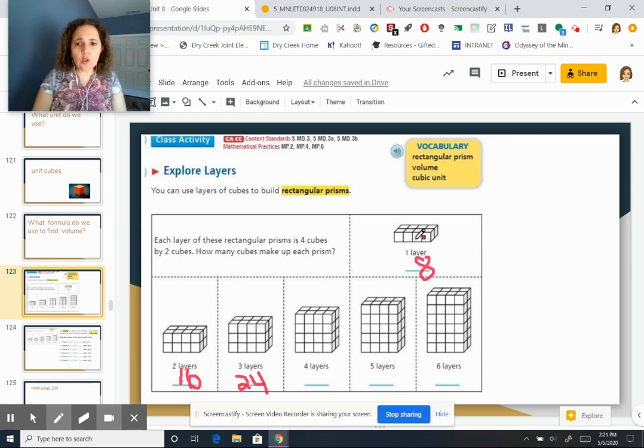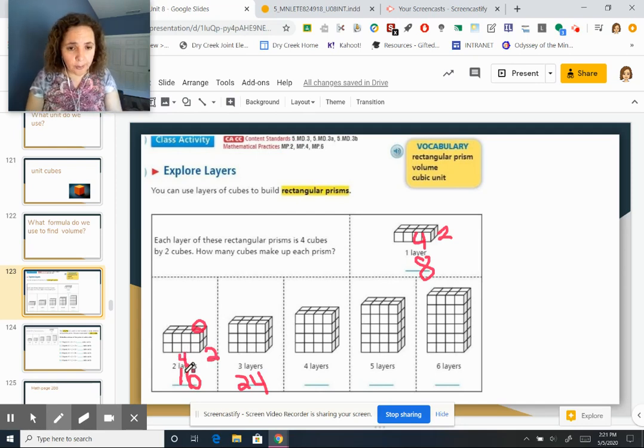This one had 1, 2, 3, 4 this way, and then 1, 2 this way. So this one had 4 this way and 2 this way. So 4 by 2, which is 8. Notice what we did on this one. It still has 1, 2, 3, 4 in the front. It still has 2 going in, but now I have 2 going up and down. So if I were to multiply, 4 times 2 is 8, times 2 is 16.